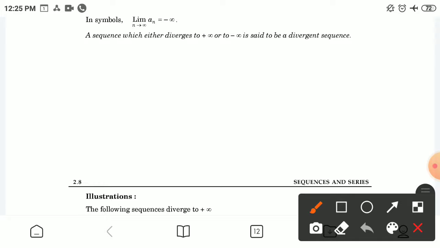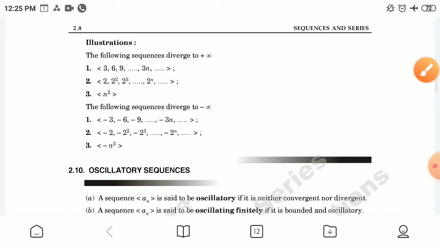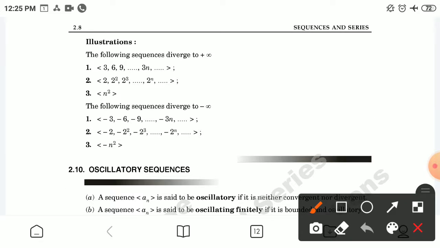A sequence which either diverges to infinity or minus infinity is said to be a divergent sequence. Now, making illustrations, the following sequences diverge to plus infinity: first example 3, 6, 9, and so on. Second one 2, 2 square, 2 cube, 2 raised to power n, and so on; n square. These are divergent to plus infinity. And diverges to minus infinity as: minus 3, minus 6, minus 9, minus 3n. Second one is minus 2 square, minus 2 power 3, minus 2 raised to power n, minus n square.